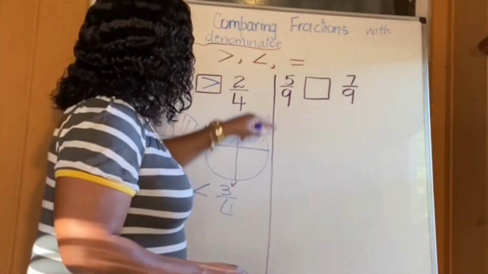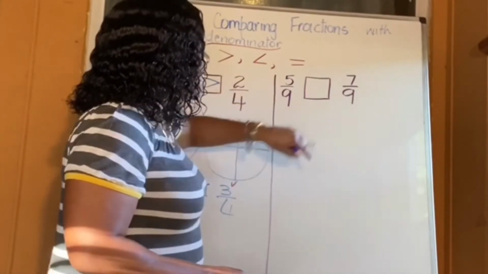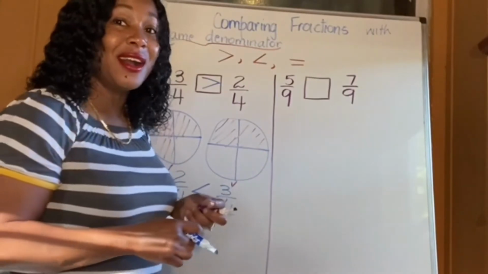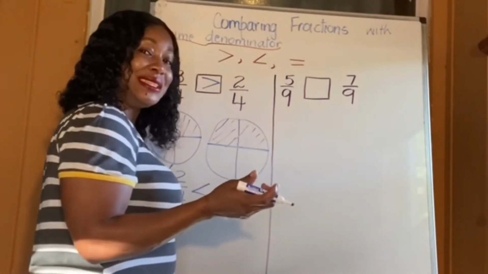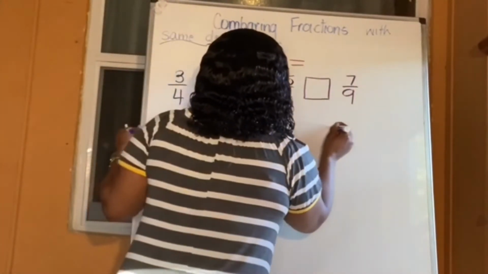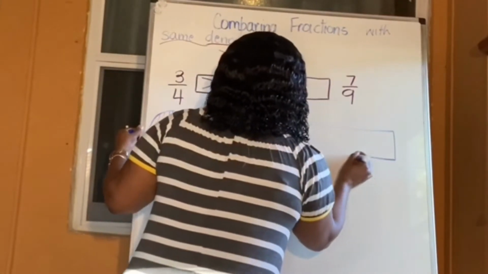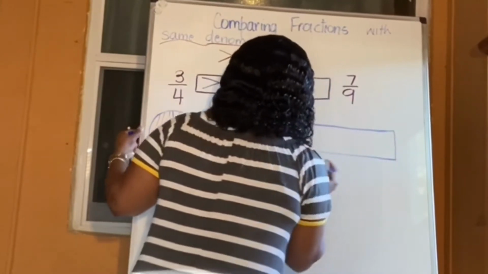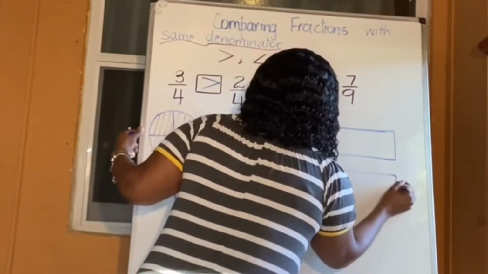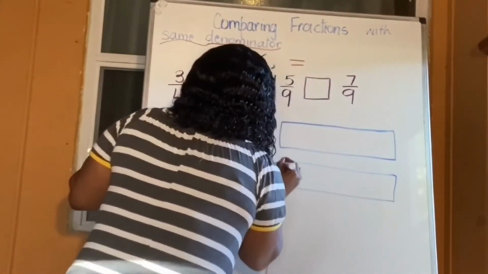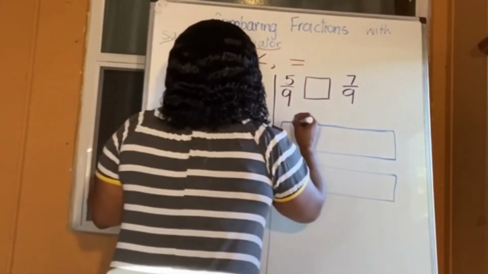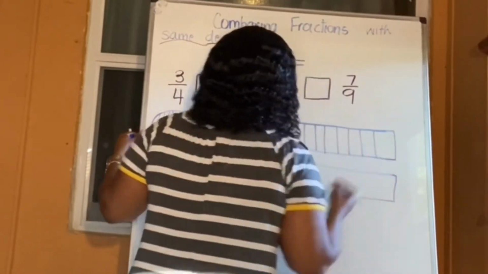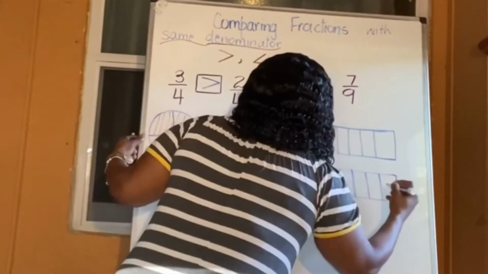Now this time we have 5/9 and we have 7/9. Again, the denominators are the same, so we can draw a simple diagram. So I'm going to draw a rectangle that represents a rectangular shaped cake. And each rectangle is going to be cut up into 9 equal parts.